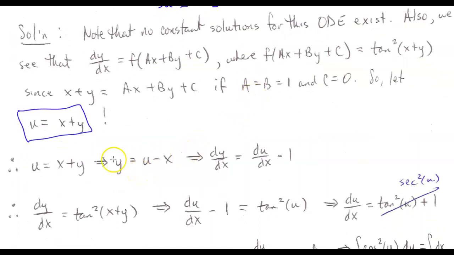And then from that, if we solve for y, we get y is equal to u minus x, basically just subtracting x from both sides. And then we take the derivative of y with respect to x.